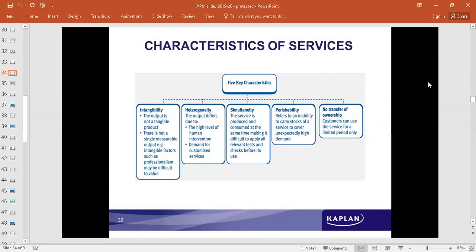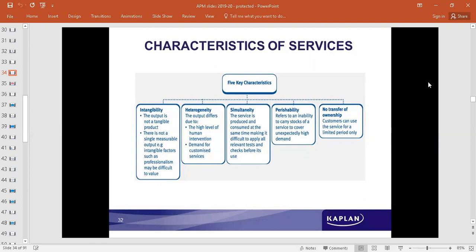The characteristics of services. There are 5 characteristics of services. The first one is intangibility. Services are intangible. There is no physical form which can be seen or touched or felt. Let's say there is a professional providing services, like a doctor. The services that are provided are not tangible. If there is a chartered accountant, the advisory services provided by a chartered accountant are intangible.